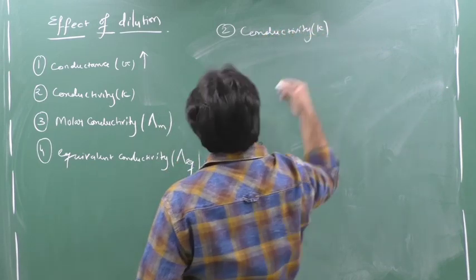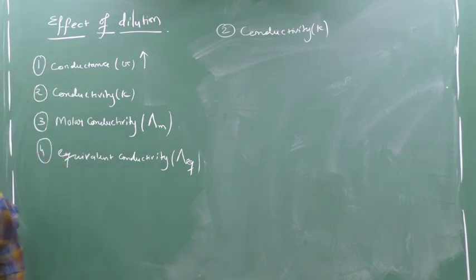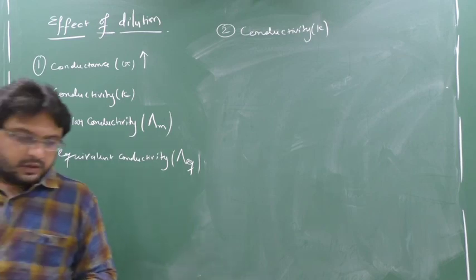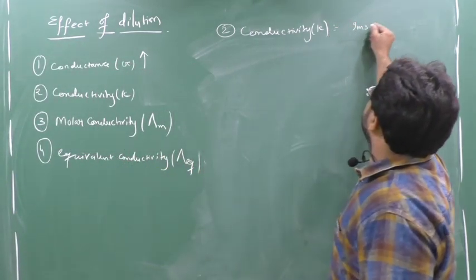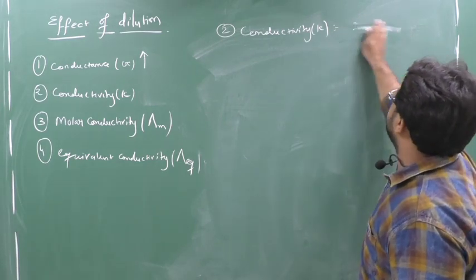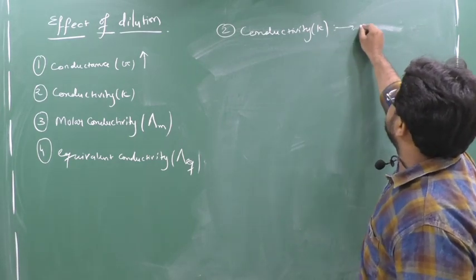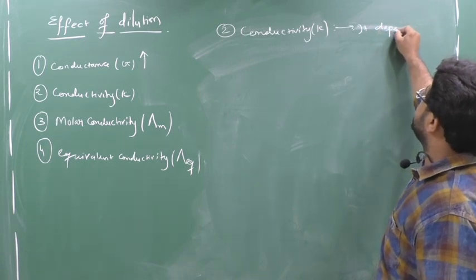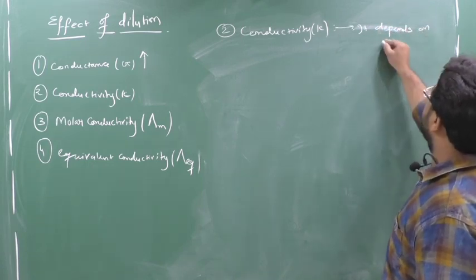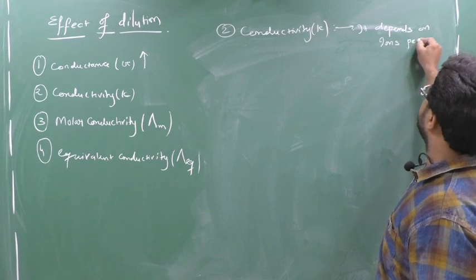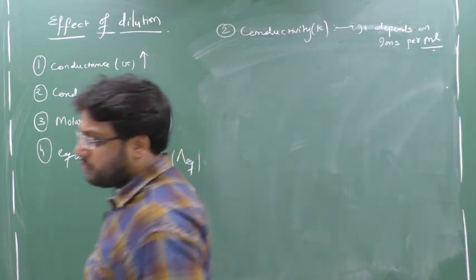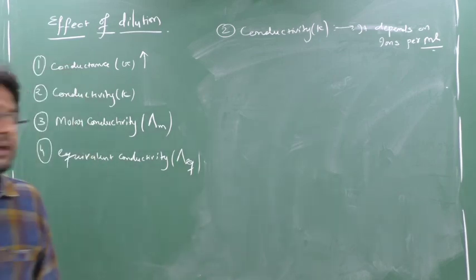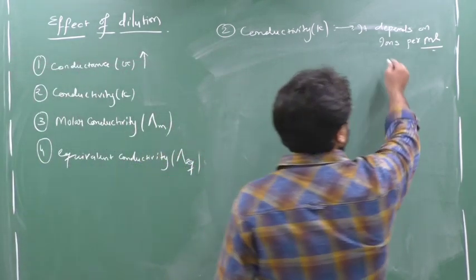Say kappa. Clear? Now if you see the conductivity, you know conductivity K means ions per unit volume. So conductivity K, it depends on what? It depends on ions per ml. Yes or no? You have seen, no? Conductivity K is equal to G for what? For 1 ml? Yes or no? So it depends on ions per ml.